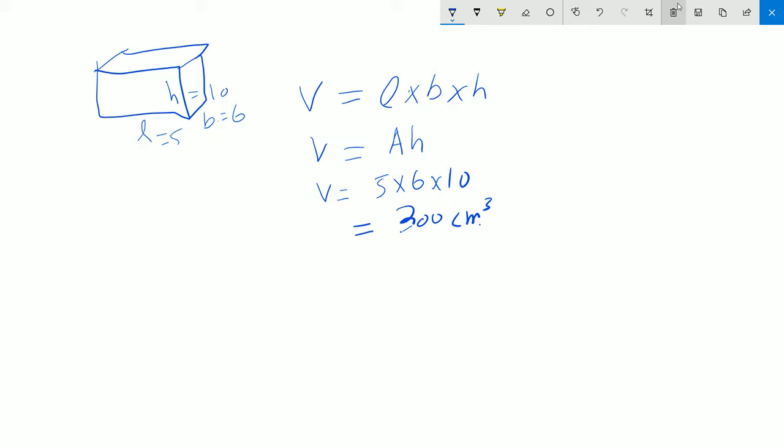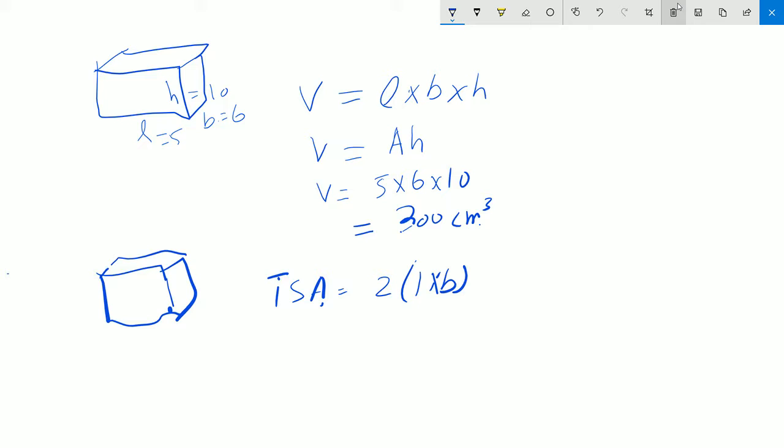Now for the total surface area of a cuboid. Similar to that of a cube, we have the total surface area when we have a closed figure, that with a lid, which has 6 sides. So we're going to use the formula 2 into length into breadth plus 2 into breadth into height plus 2 into length into height.